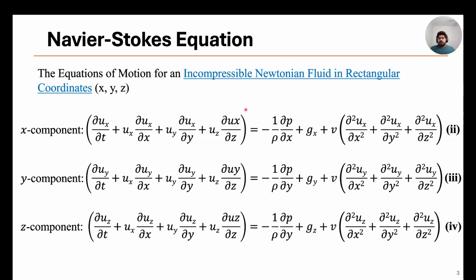Further, the Navier-Stokes equation can be extended into component form along with their required coordinate systems, which are rectangular, cylindrical, and spherical coordinate systems. Our topic primarily focuses on the rectangular or Cartesian coordinate system with x, y, and z as the components. The equations of motion for an incompressible Newtonian fluid flow in rectangular coordinates are as follows. Equations 2, 3, and 4 denote the equations in x, y, and z directions, respectively.